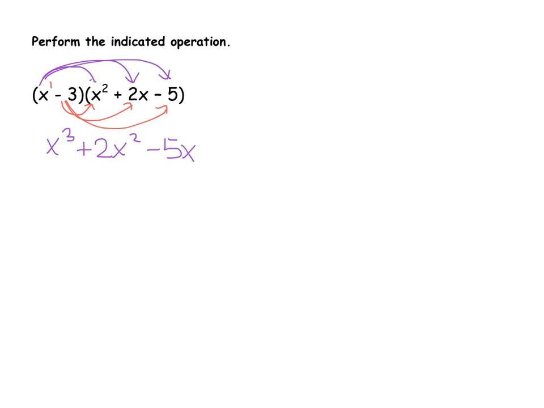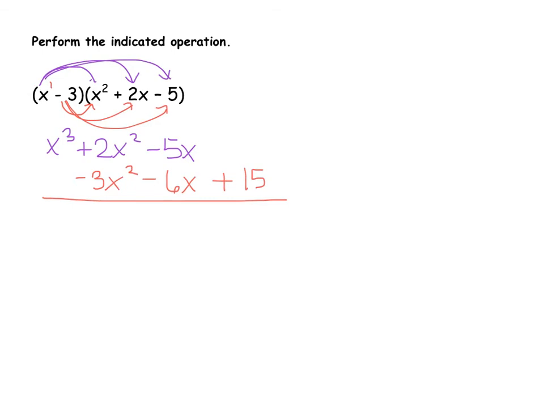Okay, and then we'll double back and multiply negative 3 times x squared. And I'm going to write the answer underneath its like term. So negative 3x squared, I'm going to write just underneath 2x squared. Negative 3 times 2x would be negative 6x. I'll put that under 5x. And negative 3 times negative 5 would be positive 15. And since that doesn't have a like term, I'll place it on the end.